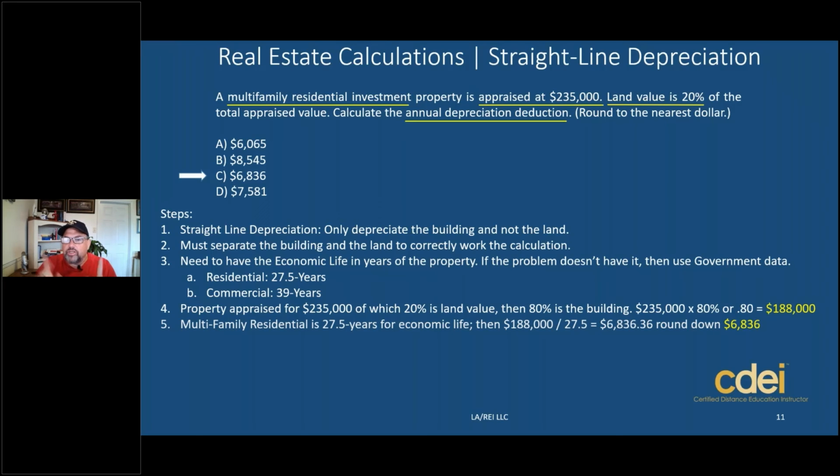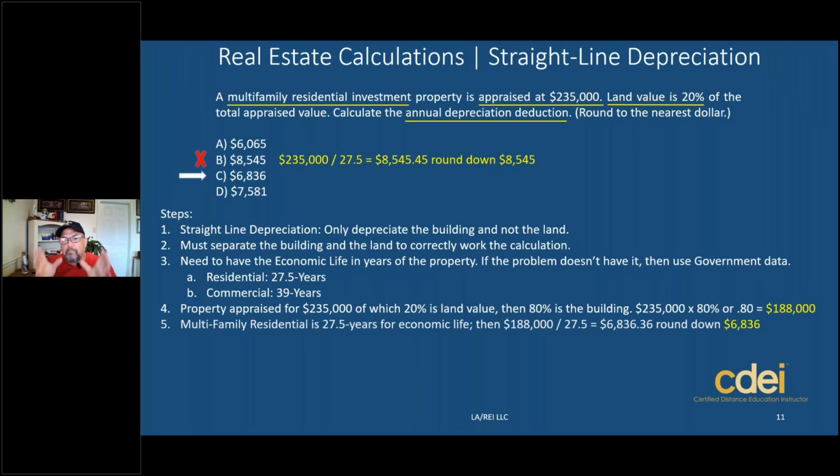Now here's where a typical mistake is made. When a student reads this, they see a number of 235,000 and say they know that the economic lifespan, again, residential is 27.5 years. They'll go into a straight division of 235,000 divided by 27.5, and that number comes out to $8,545.45. You round down, it's $8,545, and they go to answer B. That is the incorrect answer.